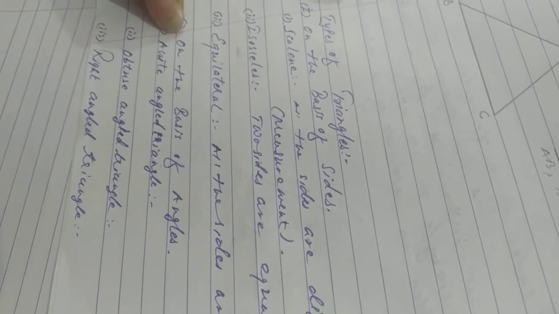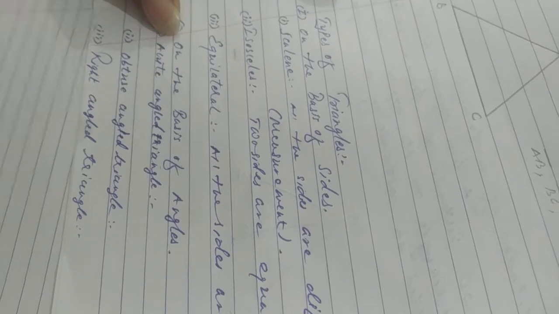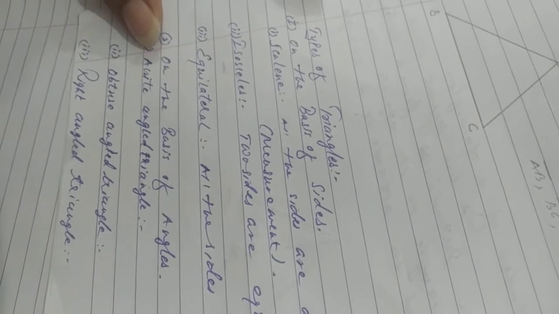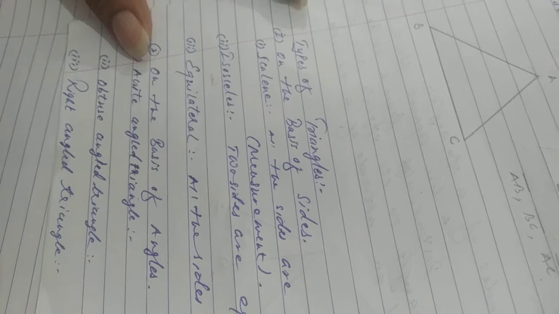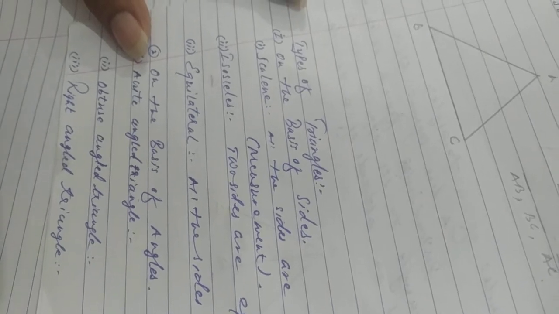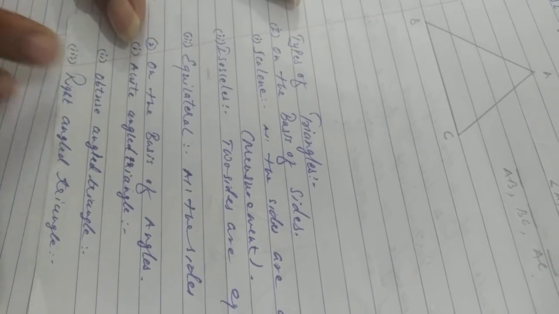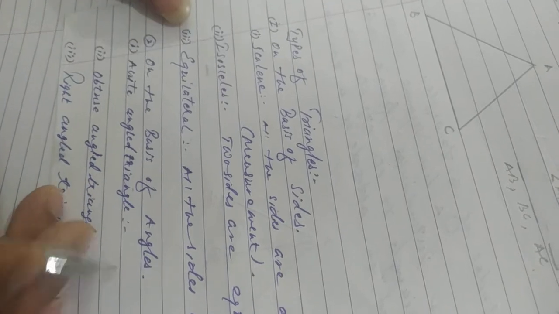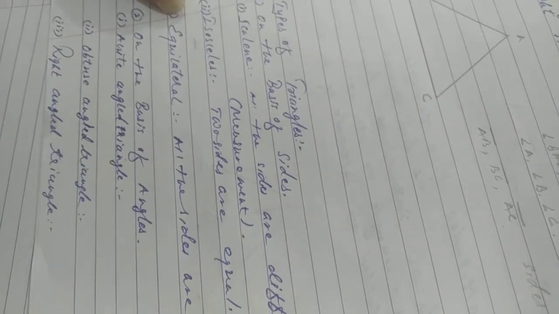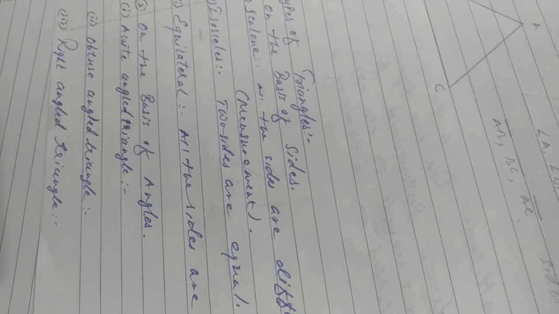Now first acute. Out of the three angles, maybe one is an acute angle, so we can say it is an acute angle triangle. Right? Now obtuse. Out of three, one is obtuse, so we can say it's an obtuse angle triangle. And right angle, so one is maybe a right angle, so we can say it is a right angle triangle. Got it?